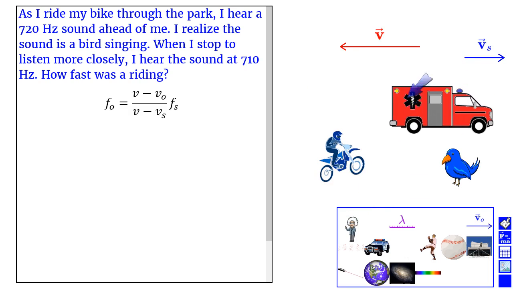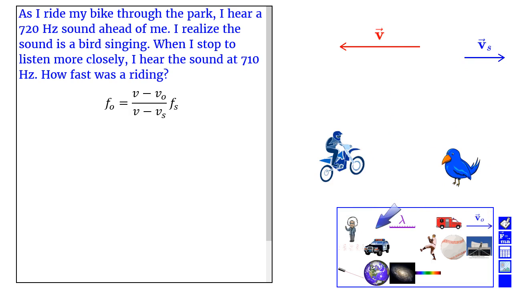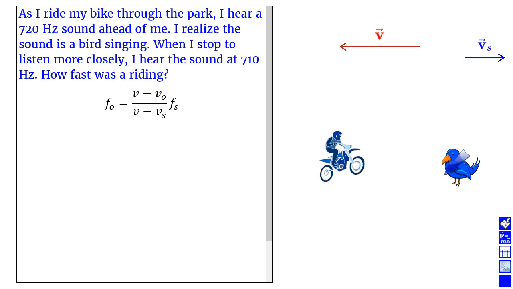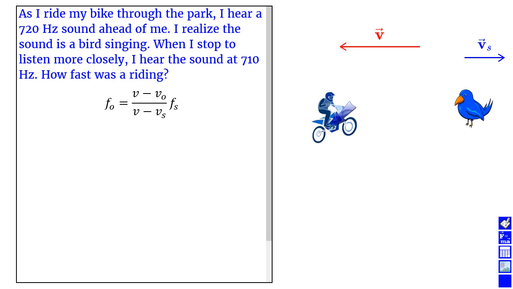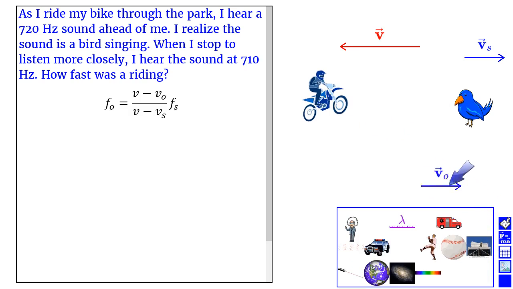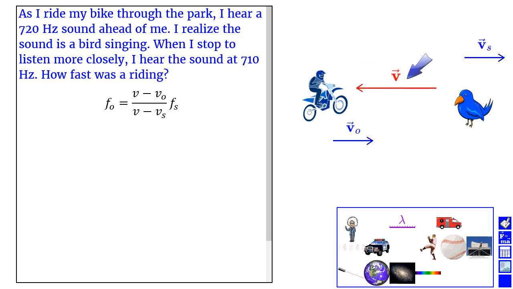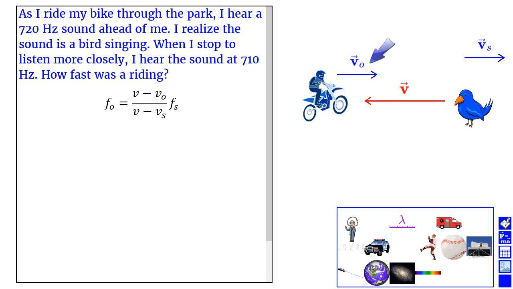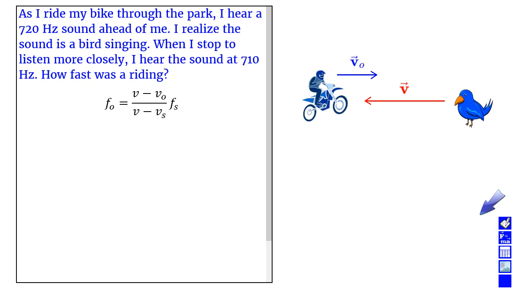Let's start by making an illustration of the scenario. We've got the bird, which is the source of the sound, and we've got the bike rider, which is going to be the observer, the person hearing the sound. The sound is traveling from the source, from the bird, to the observer, the cyclist. In this example, it's the observer who's moving. It's the bike that's moving, it's not the bird that's moving. So the source has a velocity of 0, and the observer is moving, the way I've drawn it, to the right, so that would be the positive direction.